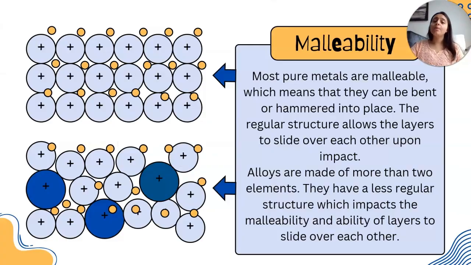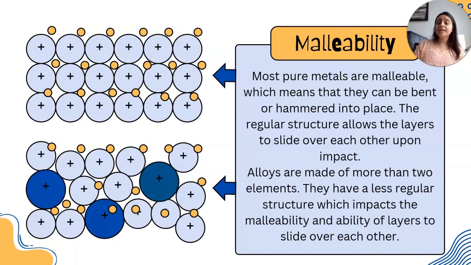Now we will consider one more property which we have already studied in the physical properties of metals, that is, metals are malleable. What do you mean by malleability? Most pure metals are malleable, which means that they can be bent or hammered into shape, meaning we can change the shape of the metal. When we put larger pressure on them or hammer them, the metals will change shape. The regular structure allows the layers to slide over each other. This is known as malleability.